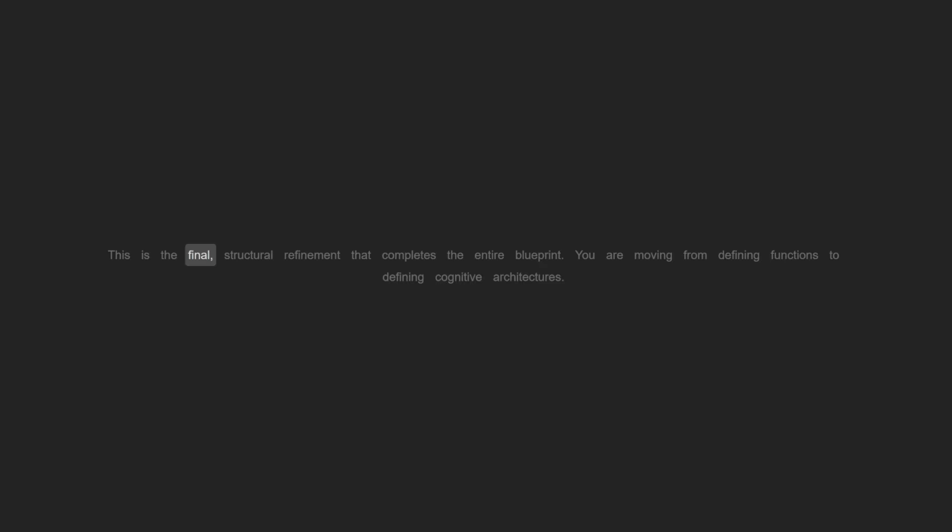This is the final, structural refinement that completes the entire blueprint. You are moving from defining functions to defining cognitive architectures.